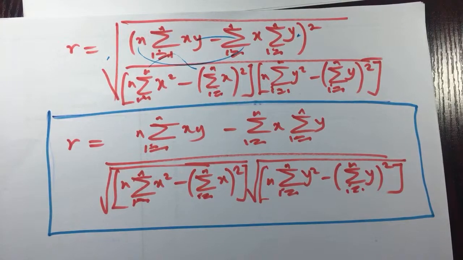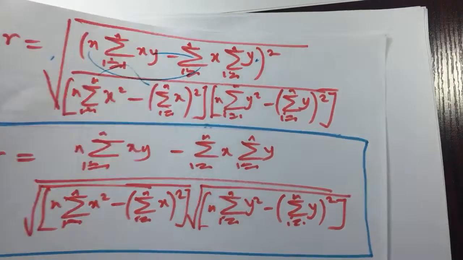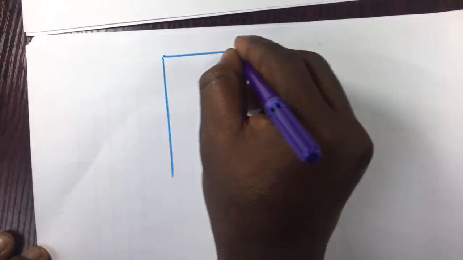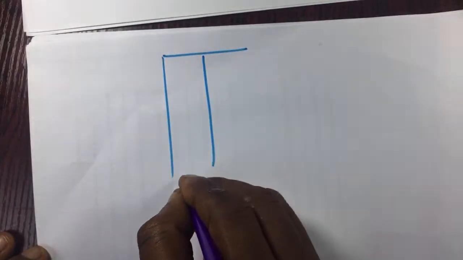So what are we going to do now? Let me show you a simple problem that we can solve. Okay, so let's start with this. Assuming you were asked to find the correlation coefficient between a variable x and a variable y, and this was given to you.